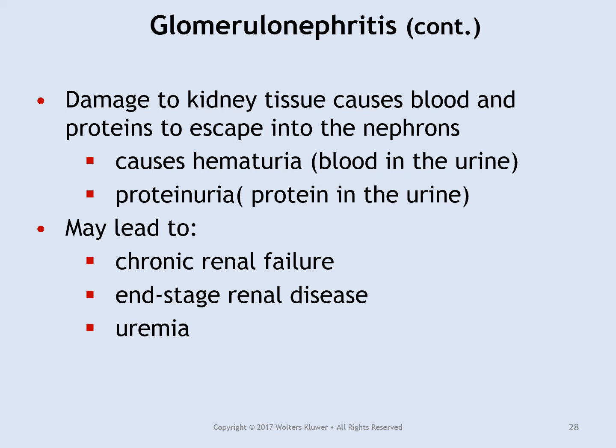And glomerulonephritis can have excess blood and proteins, with blood ending up in the urine and protein ending up in the urine. Those are hallmarks of glomerulonephritis. And if it gets advanced enough, you can get renal failure and renal disease.